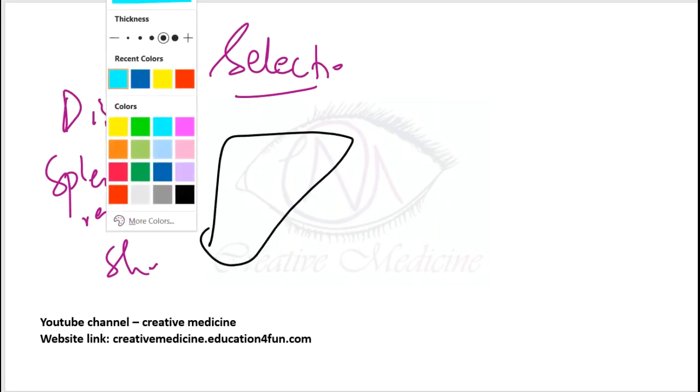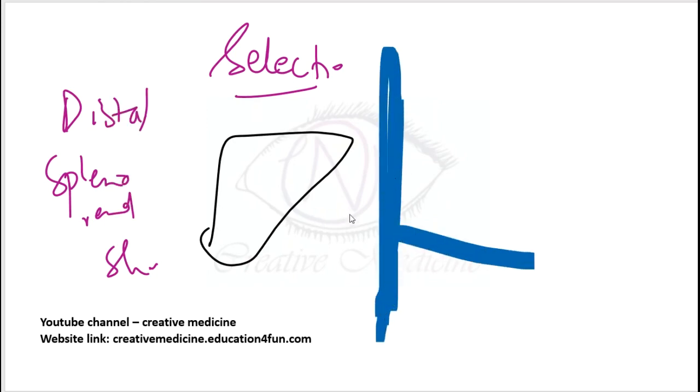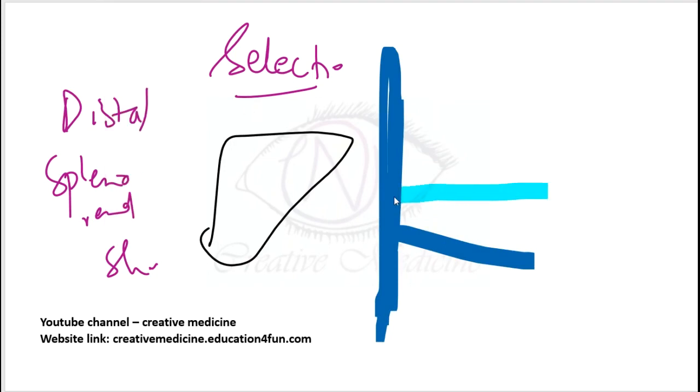Okay, this is the inferior vena cava here, and there is a renal vein, and this is the splenic vein, which will combine with the superior mesenteric vein to form the portal vein, and it divides into right and left portal veins.